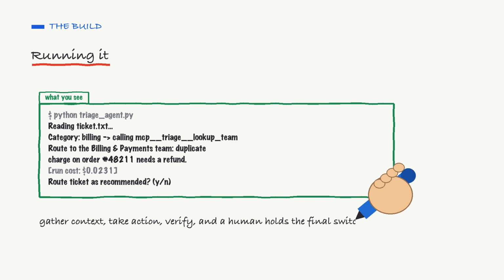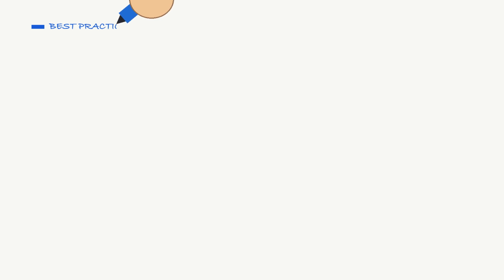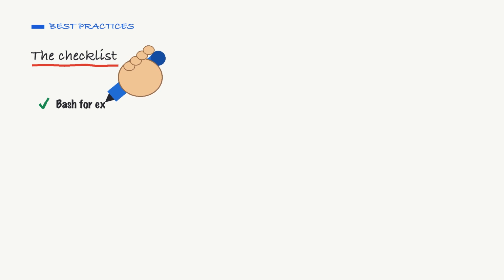Look at what just happened. Gather context, take action, verify. Exactly the loop we drew. In code you could ship this week. Before you build your own, the best practice board from Anthropic's guidance and the docs.